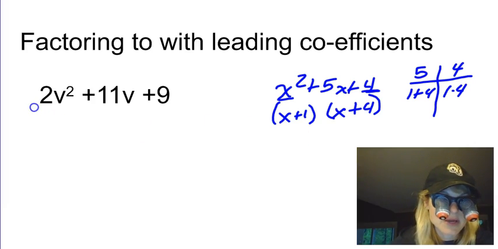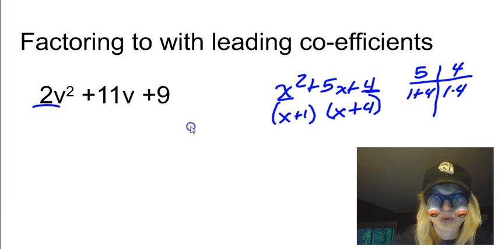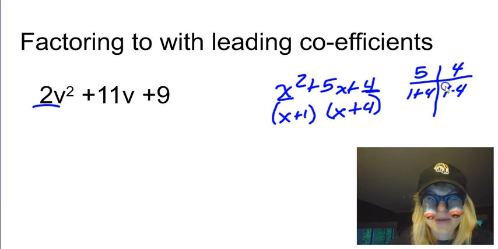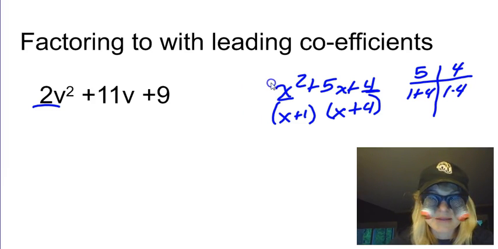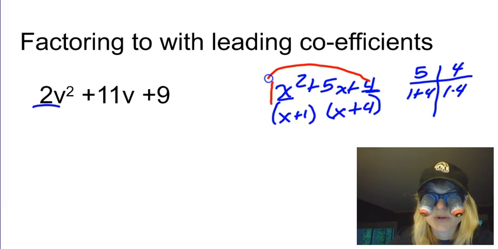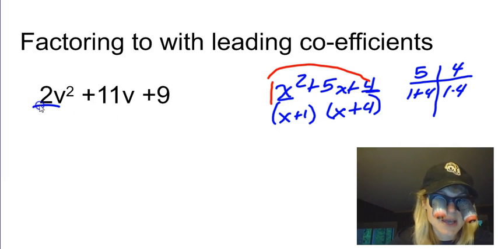Well, in this case, we have a leading coefficient of 2, so we have a number in front of that v squared. So the process is the same here, and we're kind of doing the same thing without really knowing it. In this case, really, we're multiplying 1 times 4 to get this 4. But it's always 1, so we hadn't been doing that. In this case, we actually have a number here, which is 2.